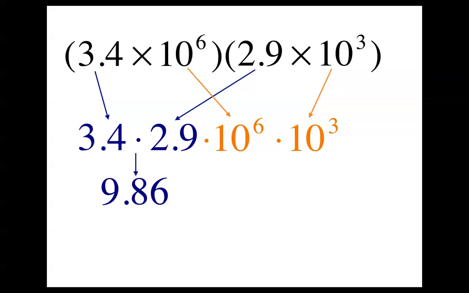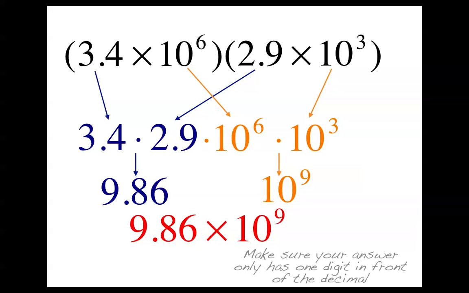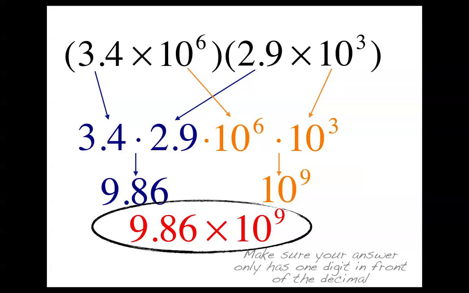The 10 to the 6th times 10 to the 3rd power is going to come out to 10 to the 9th power. And if you don't remember why, when in doubt, write it out. 10, 10, 10, 10, 10, 10 times 10, 10, 10. And if you count up all those 10s, you've got 9 of them. And basically, we have our answer in scientific notation right now. It's 9.86 times 10 to the 9th power. Just make sure that the answer that you get is really officially in scientific notation. It's got to only have one digit in front of the decimal. We do have that, and so we are good to go.